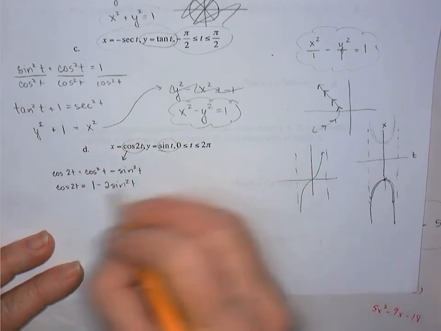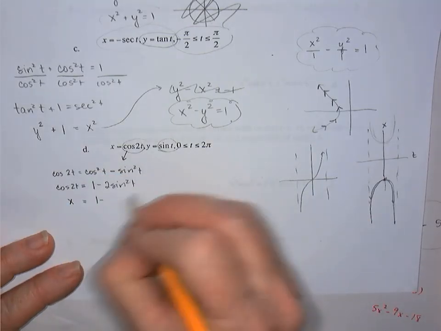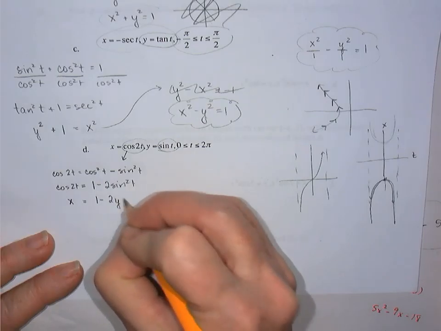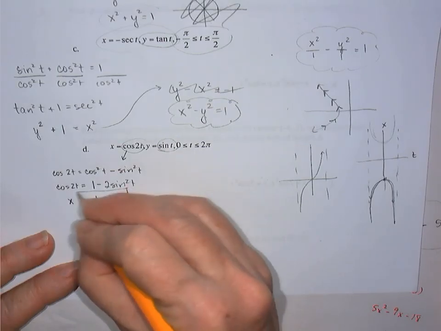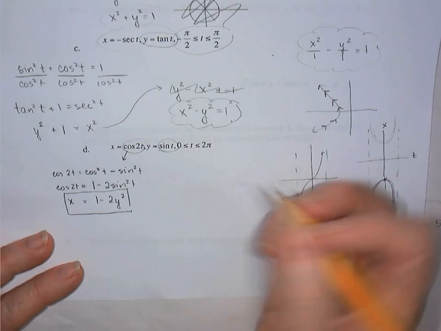So now I can just plug in what I have. X is cosine 2t, and sine is y. So this gives me x is 1 minus 2y squared, which, in fact, is a sideways parabola.